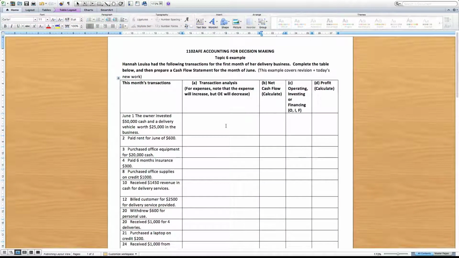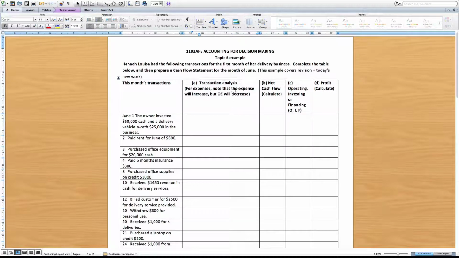Okay, so now we've moved across to the handout that you've got for Hannah Louise and all of her transactions. So you can see here that we've got a table with multiple columns. In the first column we've got this month's transactions listed here. Then we have a column for transaction analysis. So what we'll be doing in this column is identifying our minimum two effects or two accounts identified in each transaction.